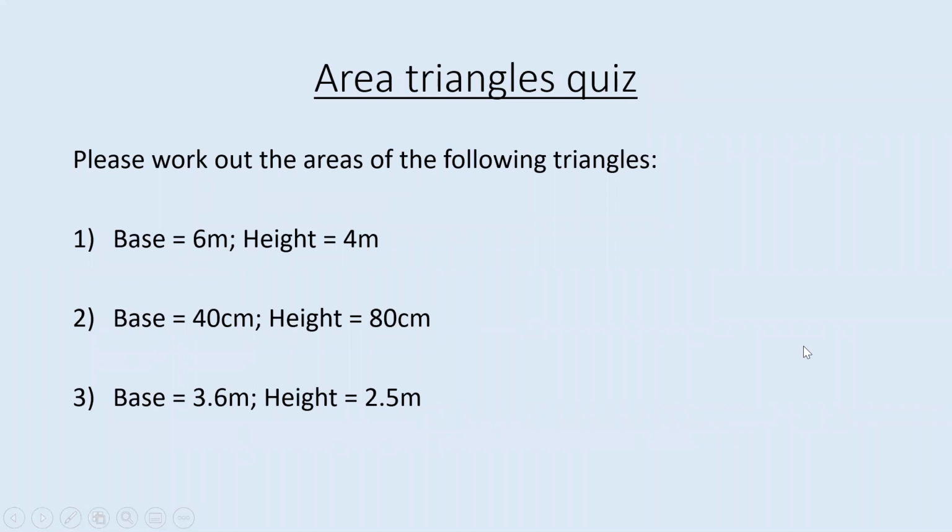So we'd like you to work out the areas for the following triangles. There are 3 of them altogether, one with a base of 6 meters and a height of 4 meters, one with a base of 40 centimeters and a height of 80 centimeters, and the third with a base of 3.6 meters and a height of 2.5 meters. There'll be a 10-second gap before we go on to the answer slide. So you may like to put the video on pause.